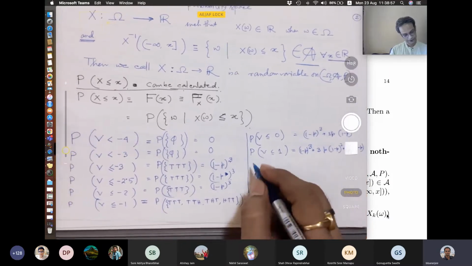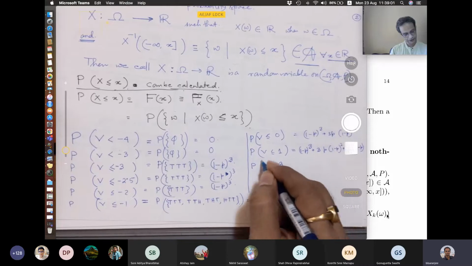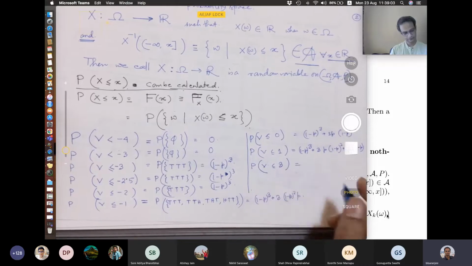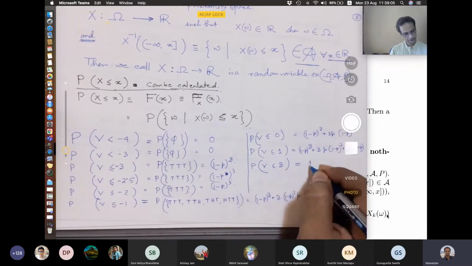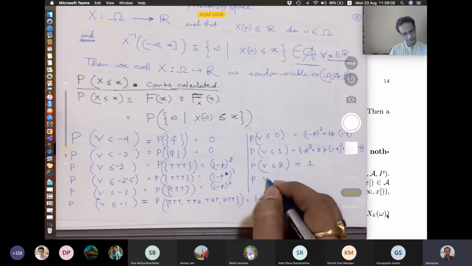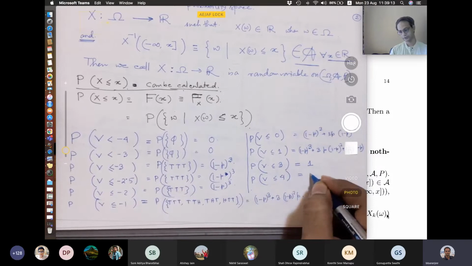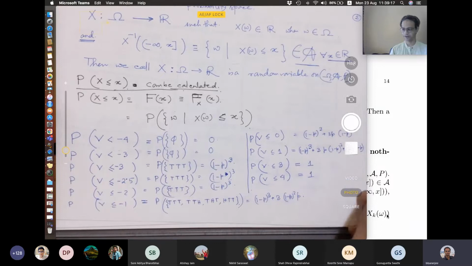Okay, and finally probability V less than or equal to 3. What will be that one? It is 1. And probability V less than or equal to 4 is 1. So from now onwards, whatever you choose, all will be 1.